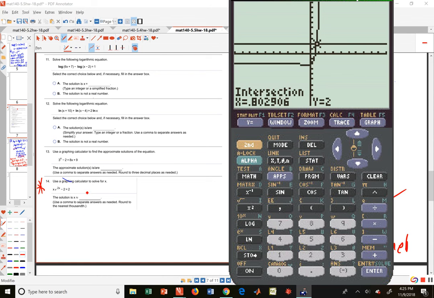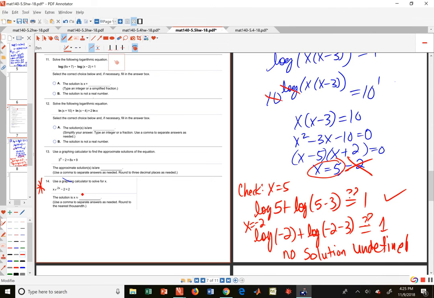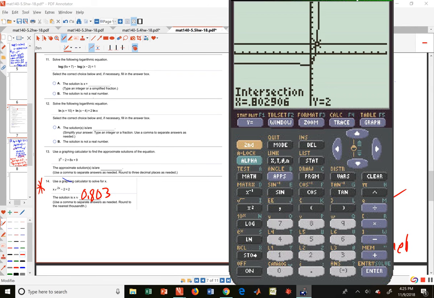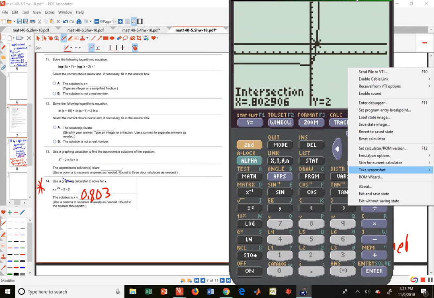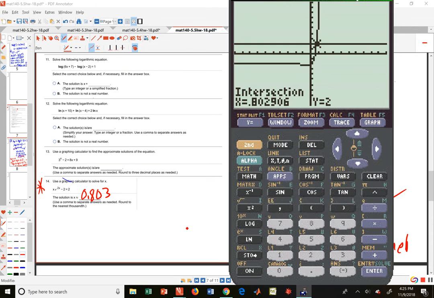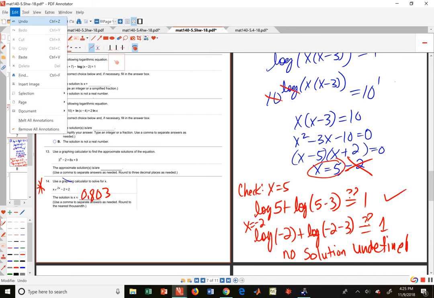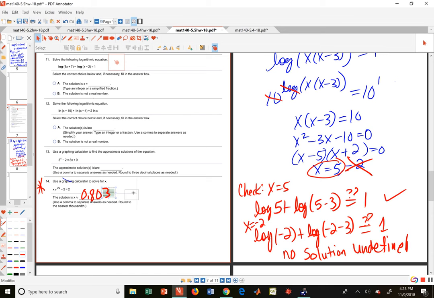The answer is x equals 0.803. That is where these two intersect. They have the same value, 2. The right-hand side is 2, and the left-hand side is 2 as well, when x equals 0.803. I'm going to copy that into our working homework. Edit, paste. All right, does that make sense?